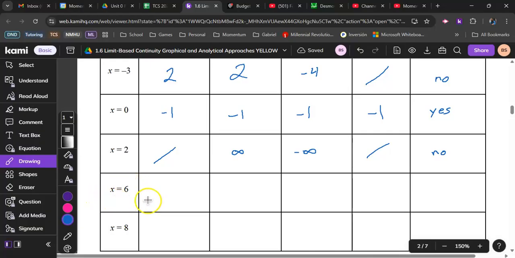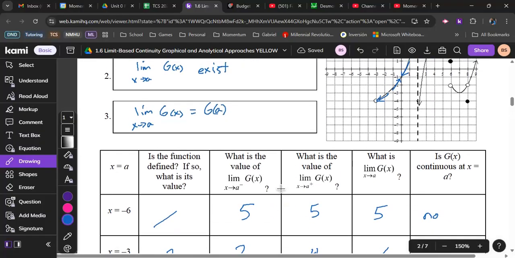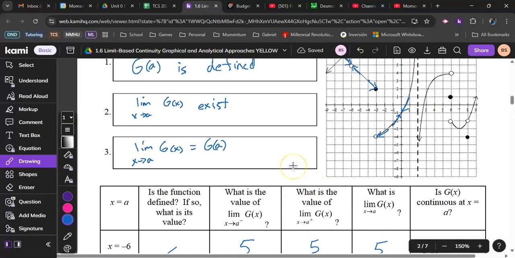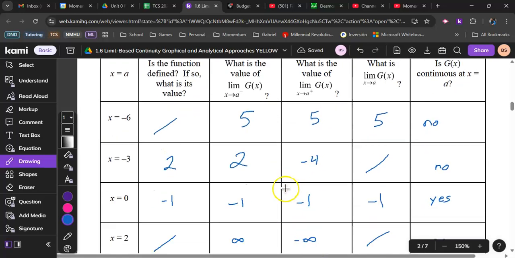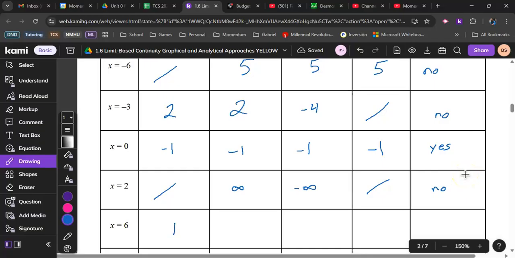Okay. So, x equals 6. All at once. It is defined at 1. From the left side, it's 4. And from the right side, it's negative 2. All right. So we got 1, 4, negative 2. Those are not equal, right? Therefore, there is no limit. And so, therefore, it is not continuous.